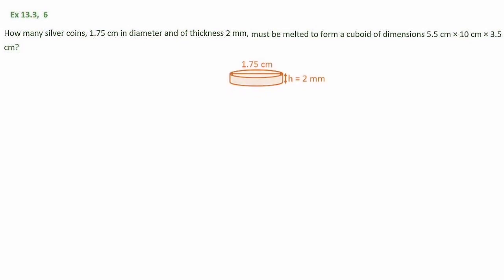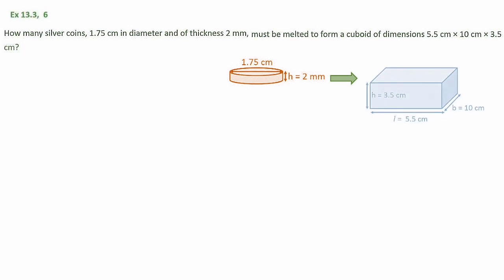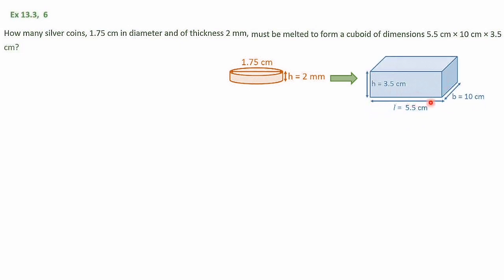So let's visualize it. This is a coin, cylindrical in shape. Diameter is 1.75 centimeter and height is 2 millimeter. You must note this is in centimeter, this is in millimeter. We must change one unit, meaning both should be in the same unit. Several such coins we are melting and forming a cuboid of dimension 5.5 by 10 by 3.5. So the question is, how many such cylindrical coins are we using to form this cuboid?